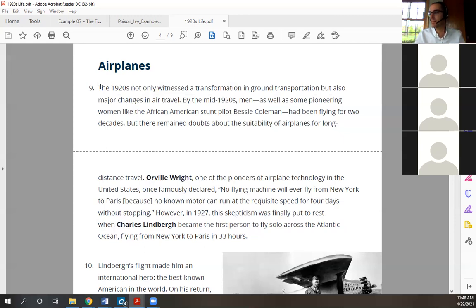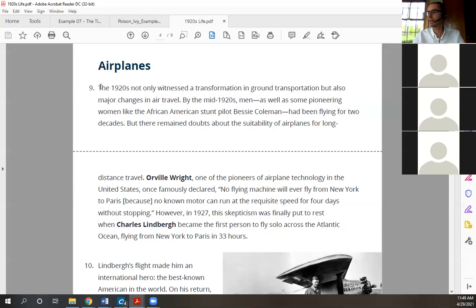once famously declared, no flying machine will ever fly from New York to Paris because no motor can run at the requisite speed for four days without stopping. However, in 1927, this skepticism was finally put to rest when Charles Lindbergh became the first person to fly solo across the Atlantic Ocean, flying from New York to Paris in 33 hours.